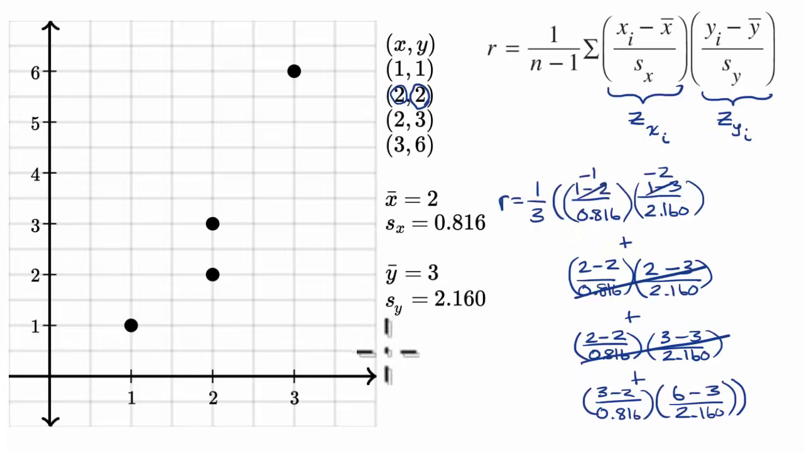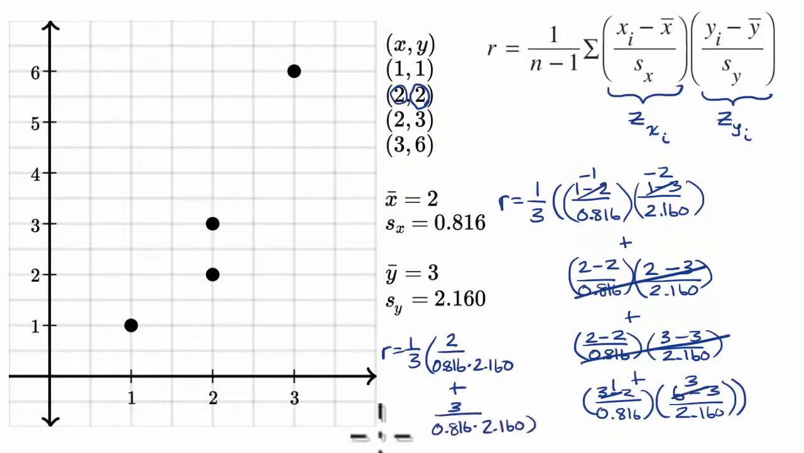So this is going to be r is equal to 1/3 times negative times negative is positive, so this is going to be 2 over 0.816 times 2.160. And then plus 3 minus 2 is 1, 6 minus 3 is 3, so plus 3 over 0.816 times 2.160. Well, these are the same denominator. So actually I could rewrite, if I have 2 over this thing plus 3 over this thing, that's going to be 5 over this thing.